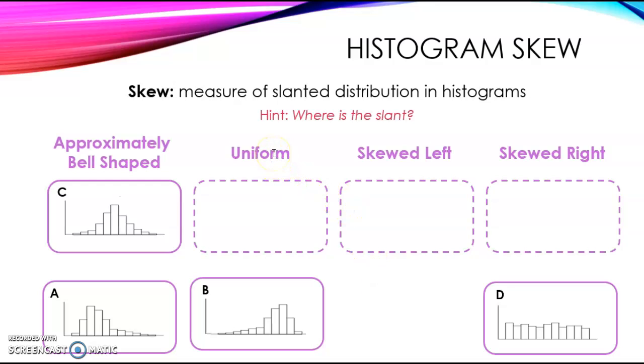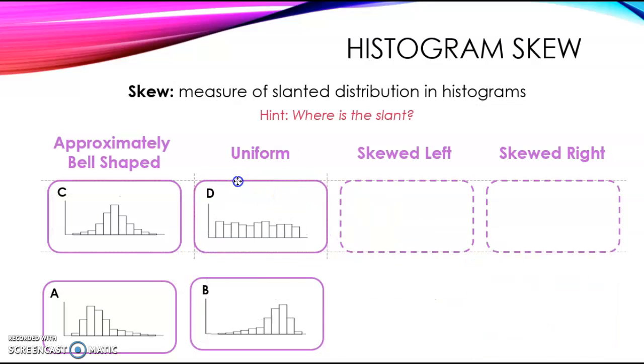The next one is uniform. We have 3 options to choose from next. Uniform could also mean something that's consistent. Like when we think about uniforms that people wear in school, if they require them, there's some sort of consistency to that. With that in mind, option D is going to be uniform, where basically all of the bars are more or less the same height. That's considered uniform. And then the last 2 are skewed left and skewed right.